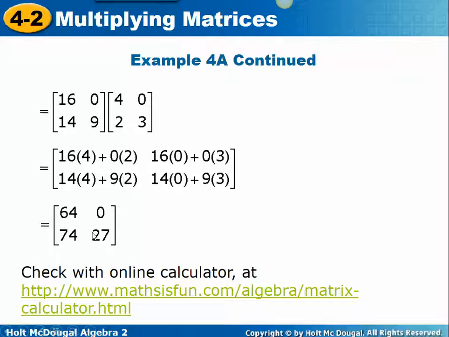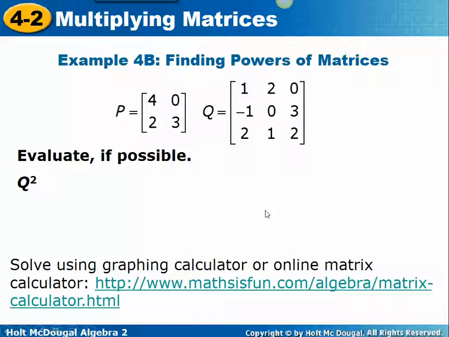64, 0, 74, 27. Now the only reason that 2 of these entries are the original entries cubed is because of this 0. If this was not a 0, then none of these numbers would be the same as the original values cubed. It just happened that there was a 0 in the original matrix, which simplified it a little bit.